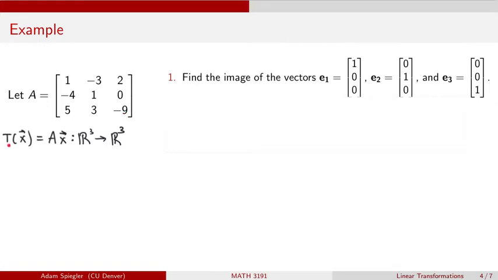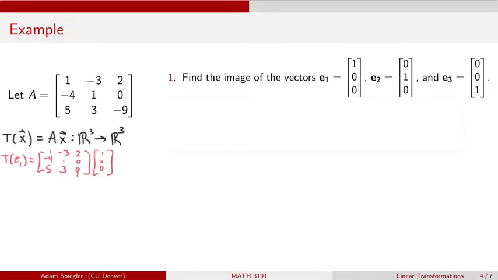So we're going to define this transformation T as what we get when we multiply some arbitrary vector in R3 by the matrix A. So the first question is asking us to find where the image of these standard column vectors are getting mapped to. So we'll let E1 denote the column vector that contains all zeros except for a 1 in the first position. And then E2 is the column vector of all zeros except for a 1 in the second position. And then E3 has a 1 in the third position and zeros everywhere else.